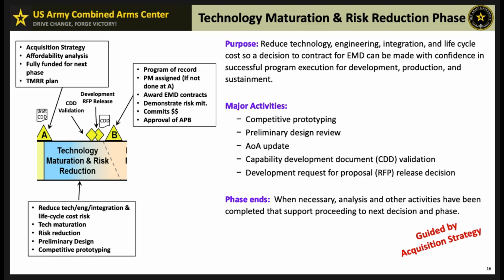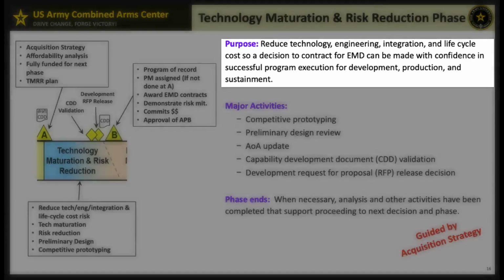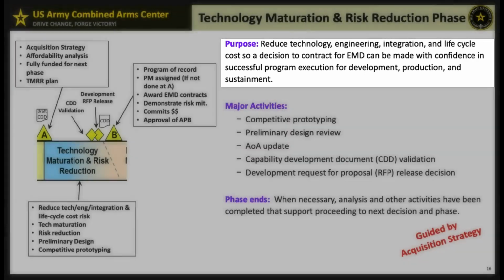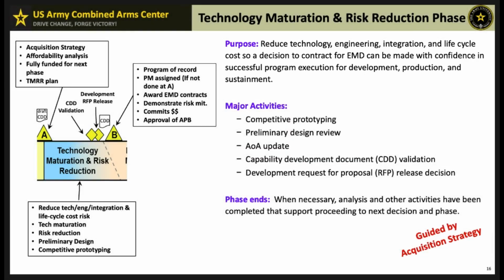In the technology maturation and risk reduction phase, TMRR, the primary goal is to minimize risks related to technology engineering, integration, and lifecycle costs. This phase is crucial for ensuring that the program can proceed confidently into the engineering and manufacturing development, or EMD phase, and eventually to production and sustainment.